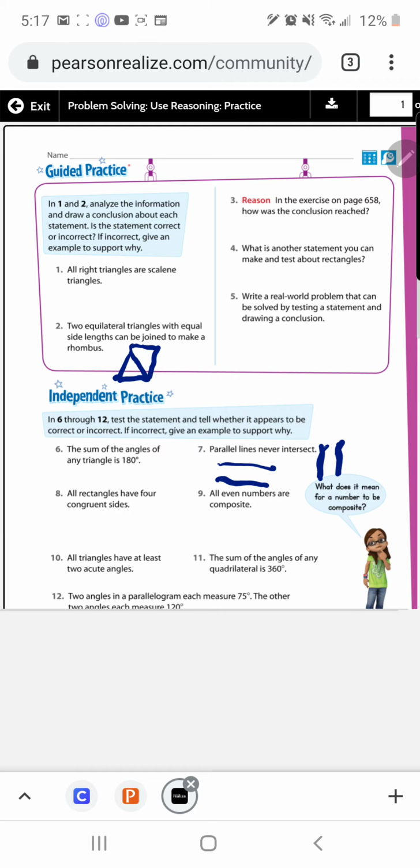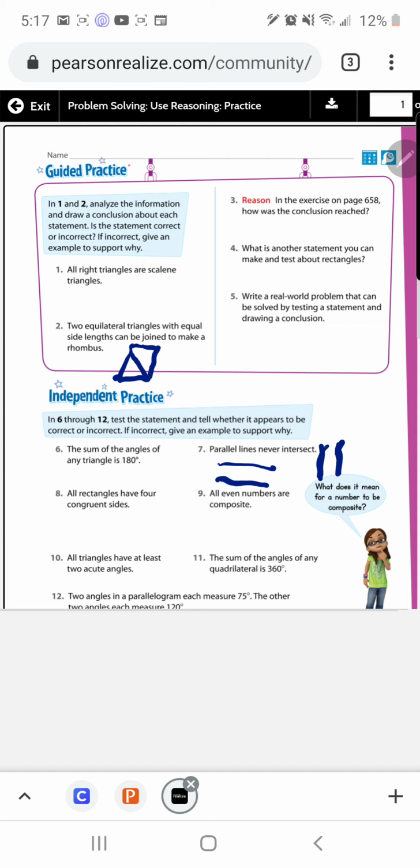Number 8 says all rectangles have 4 congruent sides. Well, that is not correct. The 4 sides of a rectangle are equal only if it is a square, right? In a rectangle, opposite sides are equal, but not all sides are equal. Number 9, all even numbers are composite. Well, that is also incorrect because, if you remember correctly, number 2 is even, but it is a prime number, meaning that 2 only has 2 factors, 1 and itself.